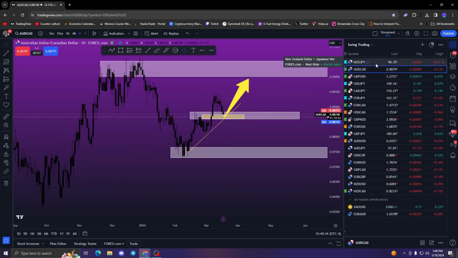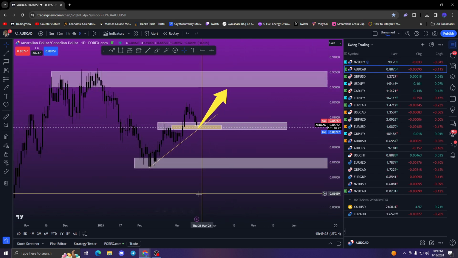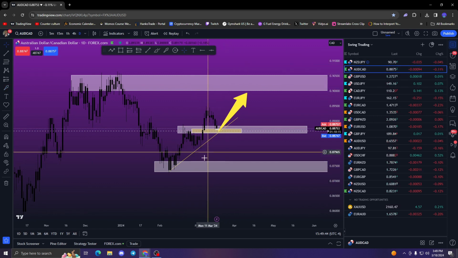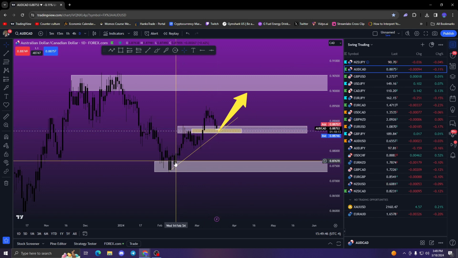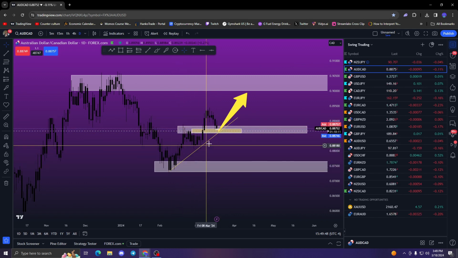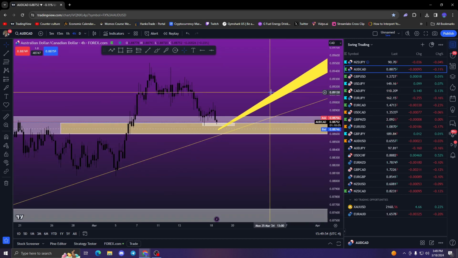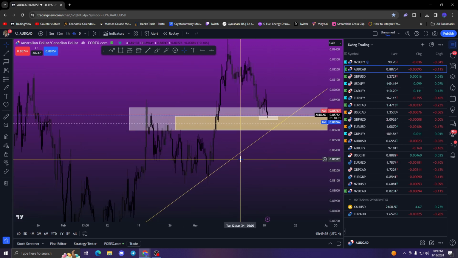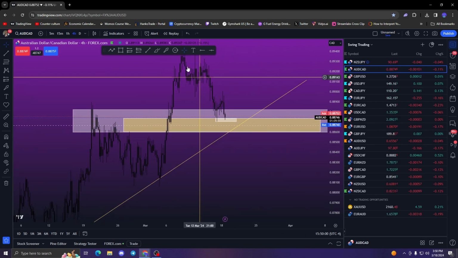AUD-CAD, again, on the daily time frame. Recent market structure is clearly heading upwards. Kind of like NZD-JPY, we have a support zone, and then we have this trend line here. Now, if I go into the 4 hour, this is where I'm probably going to be looking for my entries.